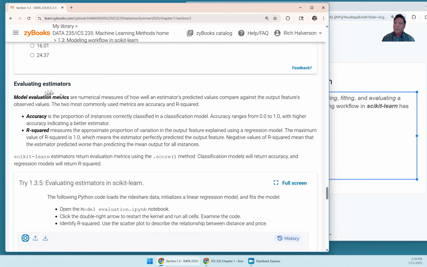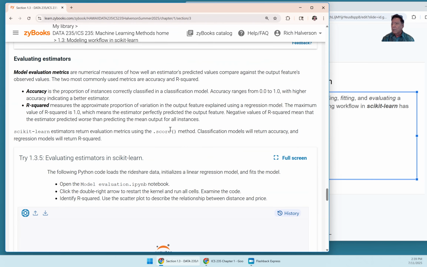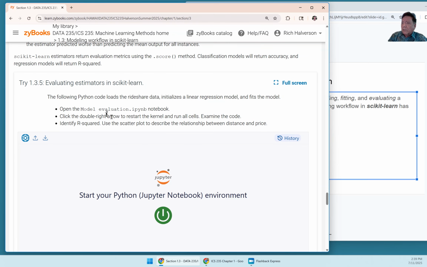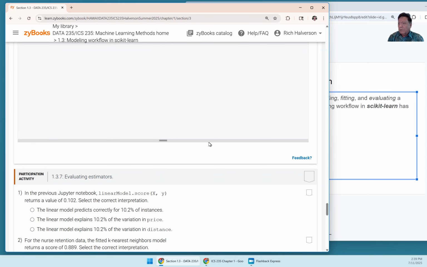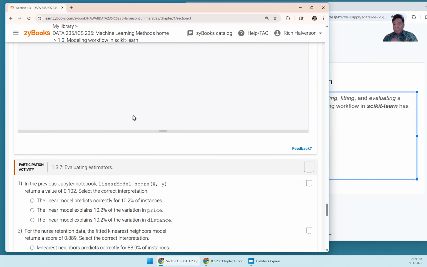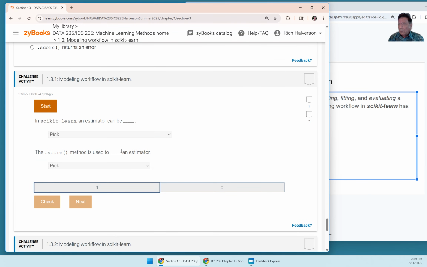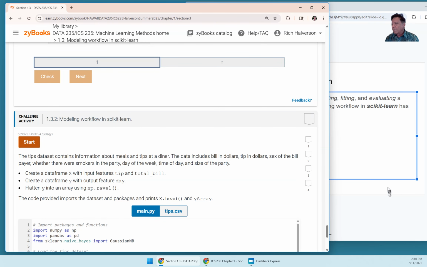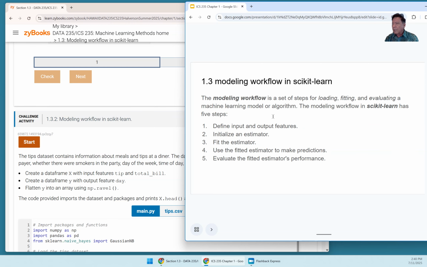Here we talk about evaluating estimators. If it's a classification model, it's going to be an accuracy number between 0 and 1. If it's a regression model, it's going to be an R-squared number, which is also between 0 and 1. But there can be negative R-squared numbers, I guess. We aren't going to have to do that for the lab, but you should go through all of these, and then do these challenge activities. They're really very easy after you've gotten all this set in your head.